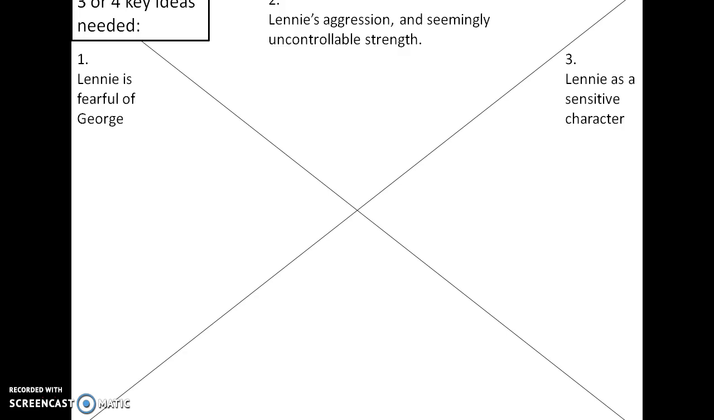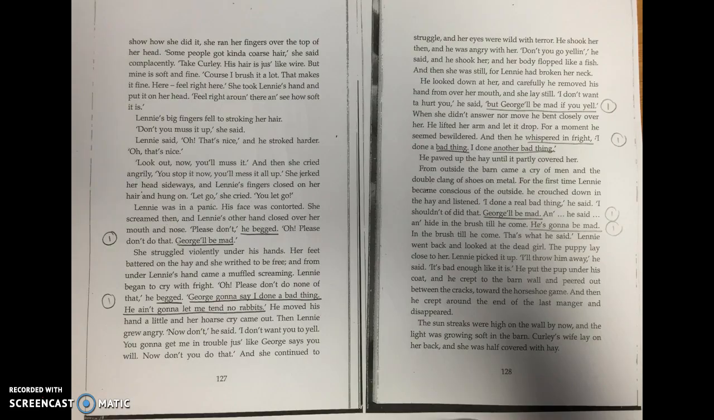My third point is going to be looking for a contrast, so that I can show that I can think of Lenny as a 3D character. And I'm going to explore here how Lenny is a sensitive character. Again, I need to find 2 quotes to exemplify this from the extract, and I'd use my pencil again to underline the quotes and number them as 3.